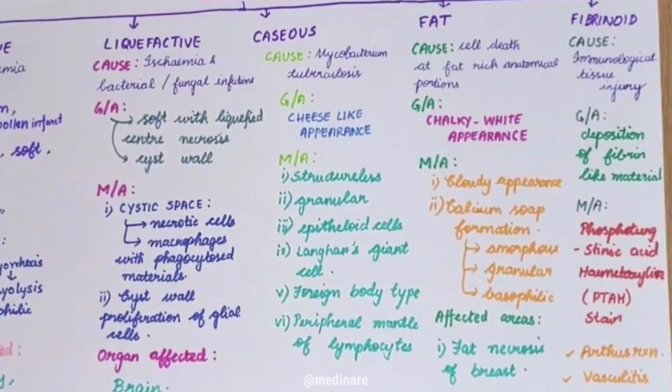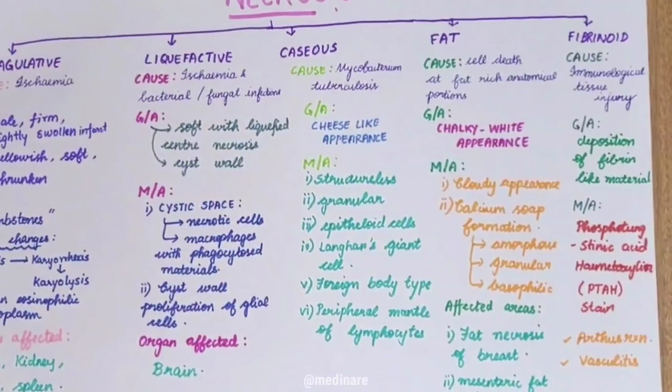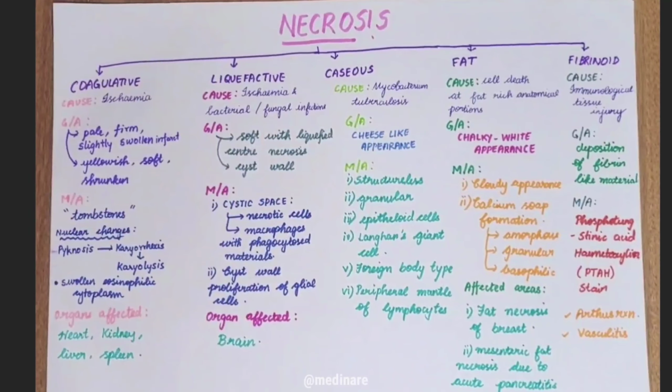Gangrenous necrosis is nothing but a type of coagulative necrosis seen in limbs. And as I previously mentioned, gangrenous necrosis is of two types, which are dry and wet. And that's the compiled version of the types of necrosis. I hope you guys found this video really helpful.